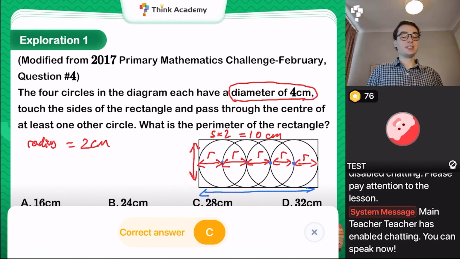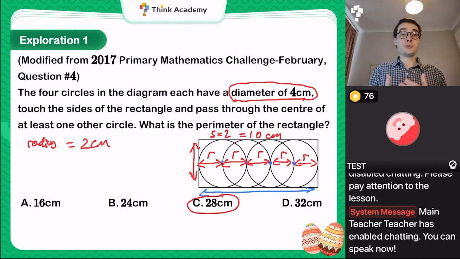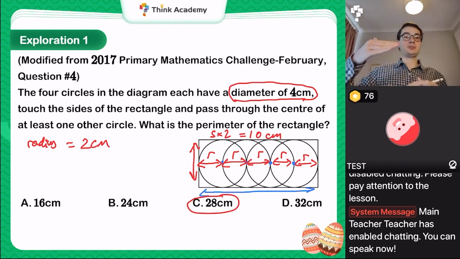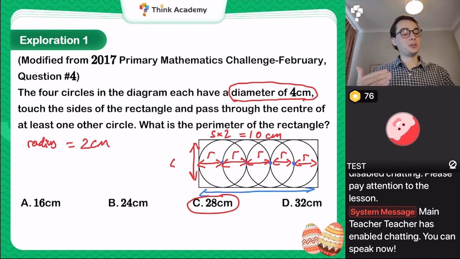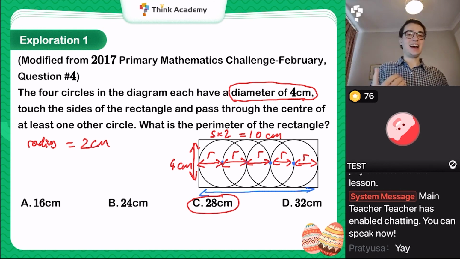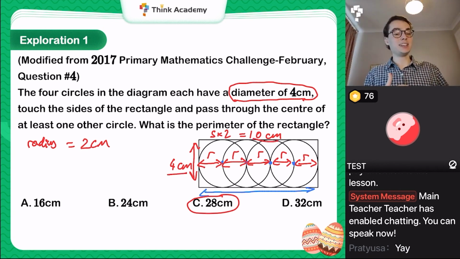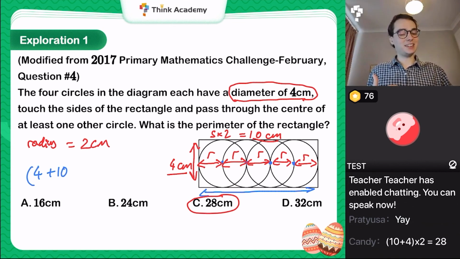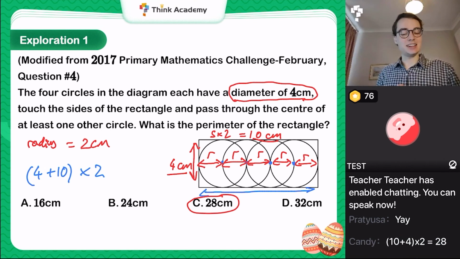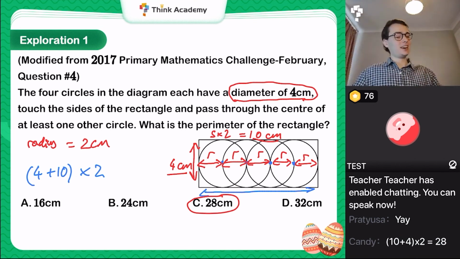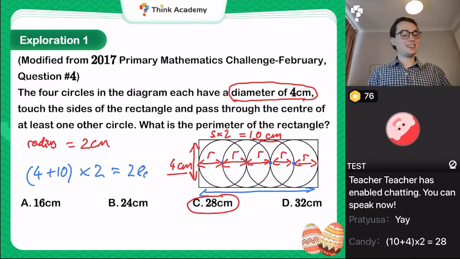So the correct answer for this one was C. So well done to those of you who got that. So the width of this rectangle, right, just 1 diameter, that's going to be 4 centimeters. And then it's just finding the perimeter of a rectangle. So we've got 4 centimeters by 10 centimeters. The perimeter, remember, we can just do 4 plus 10 and then double it. Yes, thank you, Candy. That's absolutely right. And we get that answer of 28 centimeters.